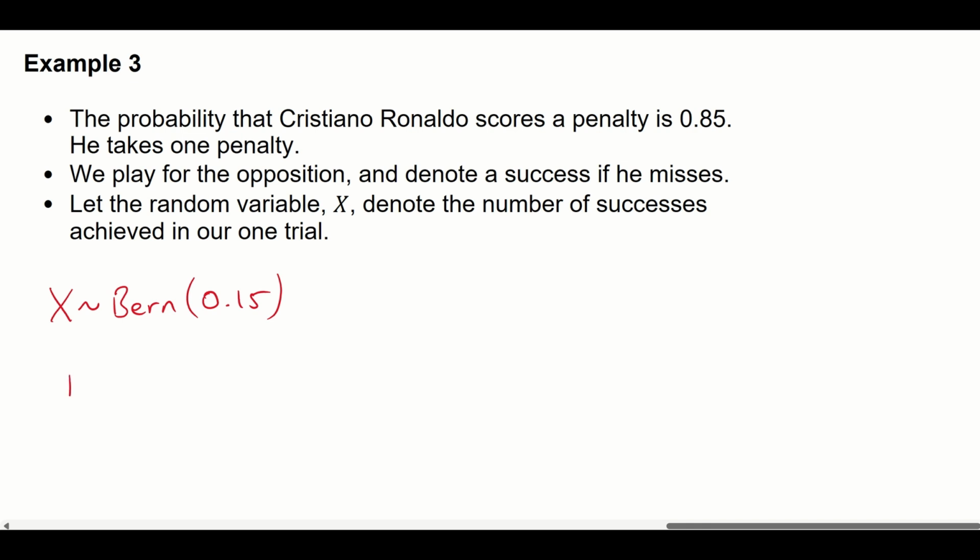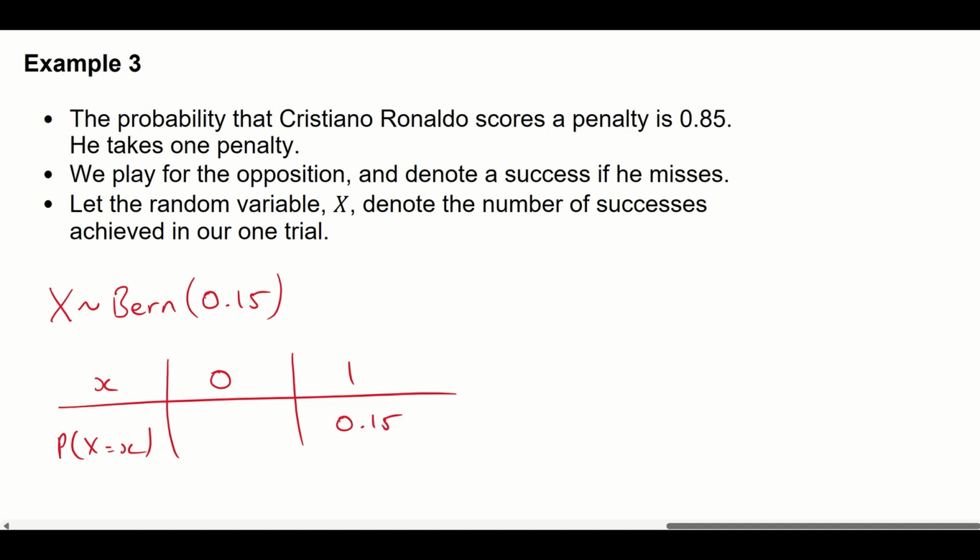So we can have our probability distribution table, with x and the probability that X equals x. X can either be 0, we get no successes, which would happen if he scored, or we can get 1, which happens if he misses. If he misses, that's 0.15. If he scores, the probability is 0.85.